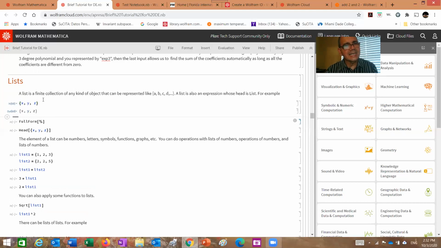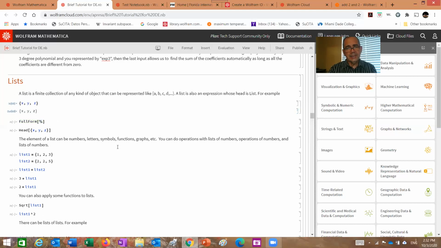Notice that a list is another kind of expression. In Wolfram language, everything is an expression. All the objects that the Wolfram language has to deal with are expressions. Here, let me tell you something important. I'm using the percent symbol here. The percent symbol can be used when you want to represent the last output. So it represents the list formed by x, y, z, which is the last output.